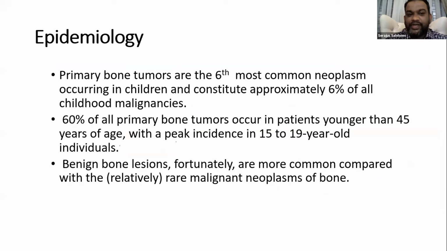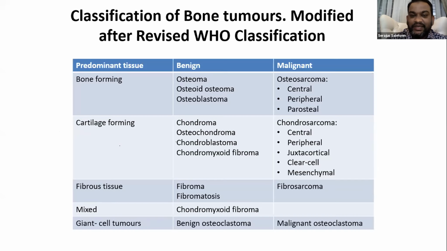First of all, in epidemiology, primary bone tumors are the sixth most common neoplasm occurring in children and constitute approximately 6% of all childhood malignancies. 60% of all primary bone tumors occur in patients younger than 45 years of age, with a peak incidence in 15 to 19-year-old individuals. Benign bone lesions are most common compared with the rare malignant neoplasms of bone. And this is the WHO classification of bone tumors.